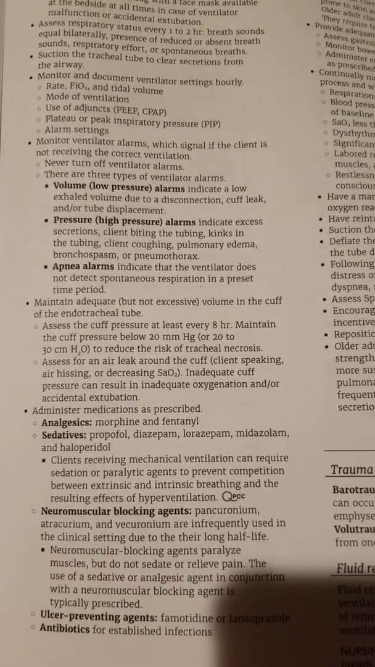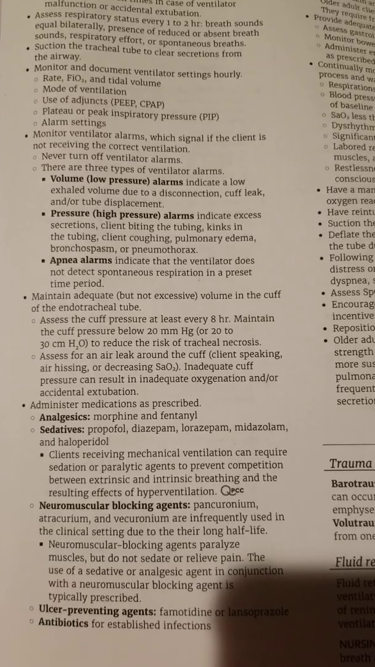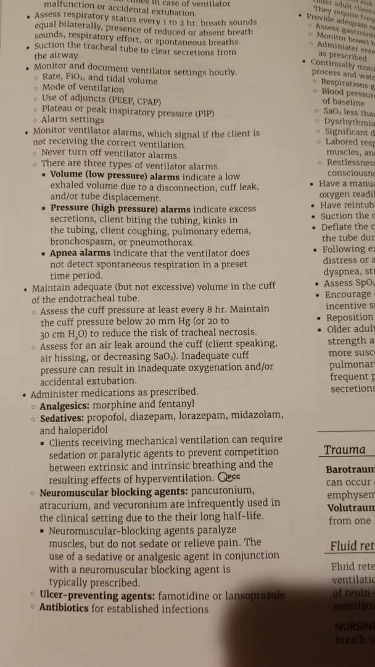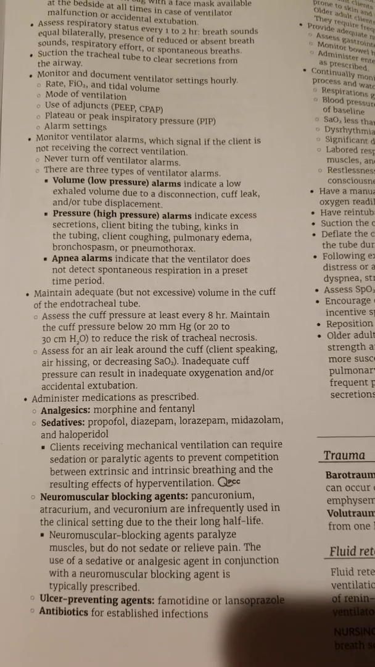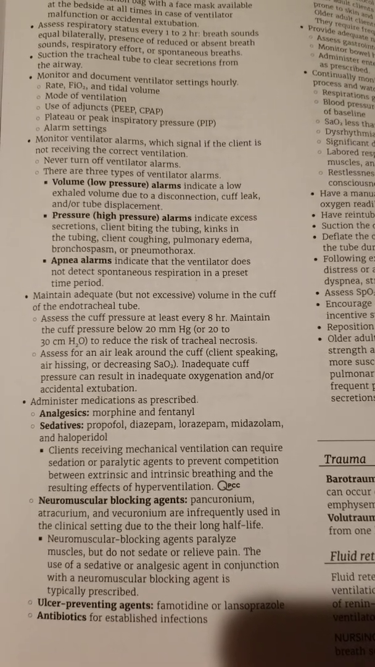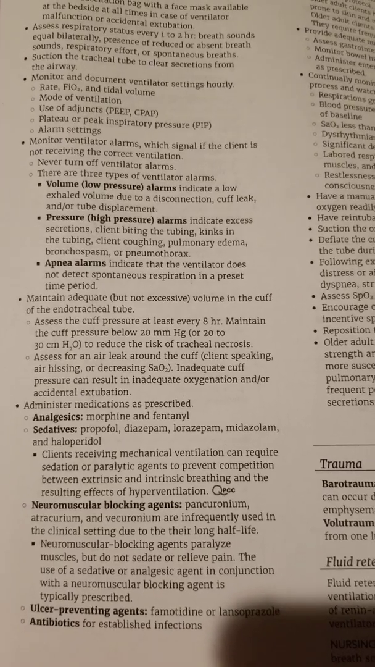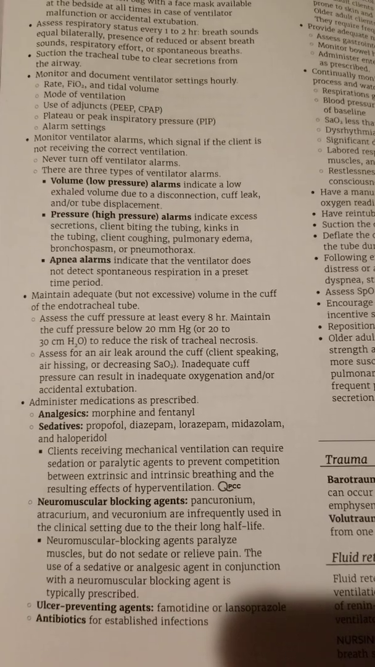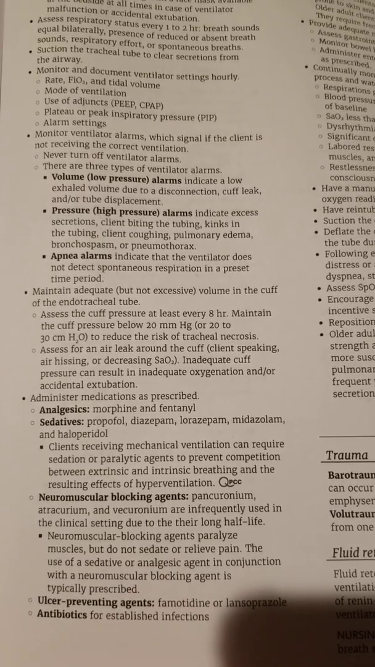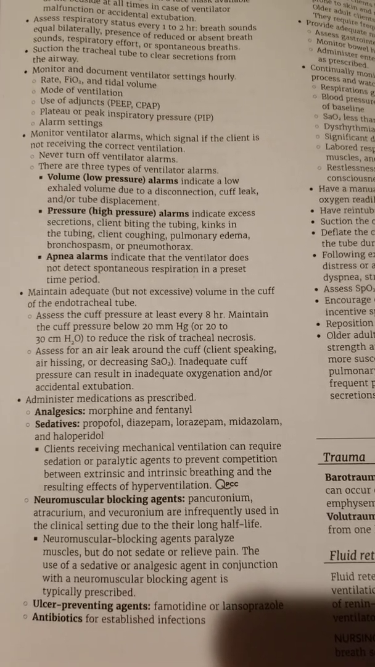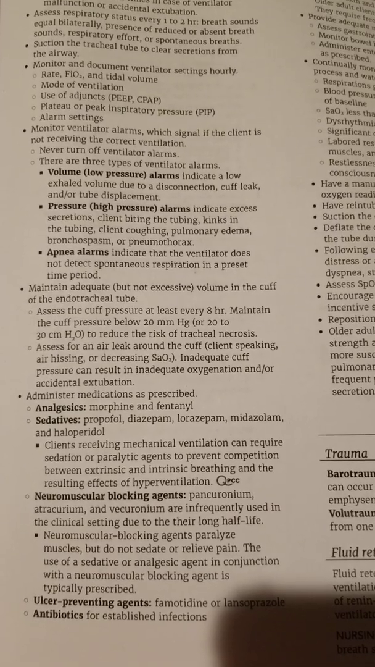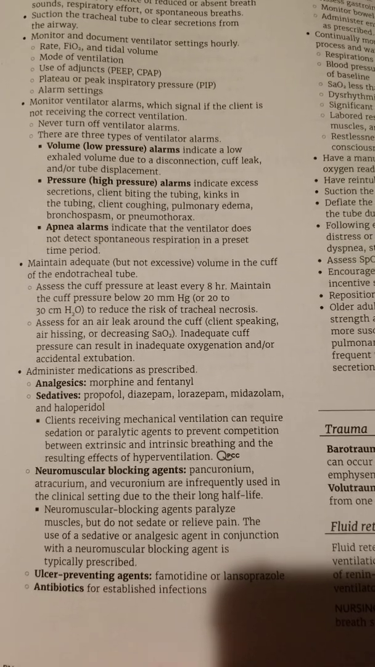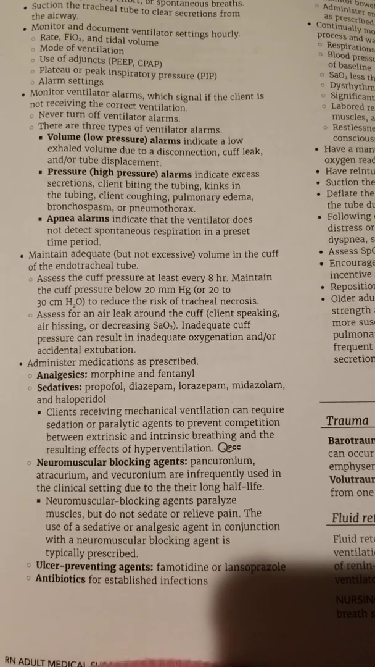Maintain adequate but not excessive volume in the cuff of the endotracheal tube. Assess the cuff pressure at least every 8 hours and maintain the cuff pressure below 20 mmHg or 20 to 30 centimeters H2O to reduce the risk of tracheal necrosis. Assess for an air leak around the cuff. Client speaking, air hissing, or decreasing SaO2 could indicate a leak in the cuff. Inadequate cuff pressure can result in inadequate oxygenation and/or accidental extubation.